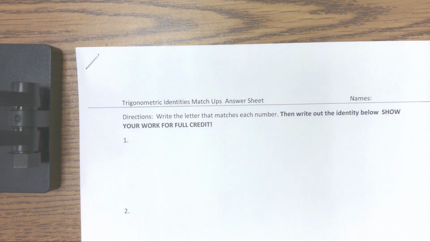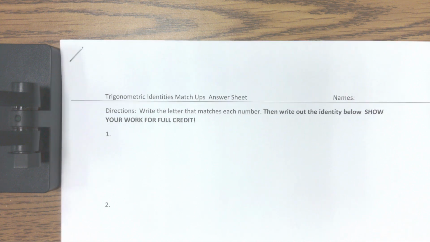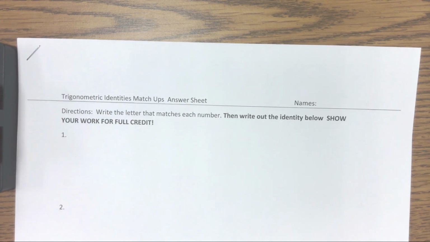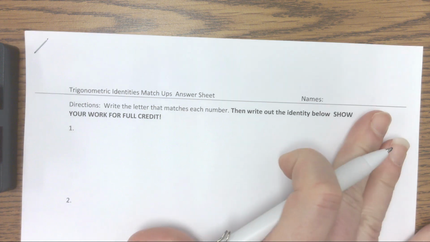Today I am not here, and what you are going to be working on are some trigonometric identities matchups. So I wanted to explain how that would work. I'm going to either ask the sub to watch this video or for you to watch this video just to explain the instructions. First of all, you're going to get a piece of paper that looks like this.